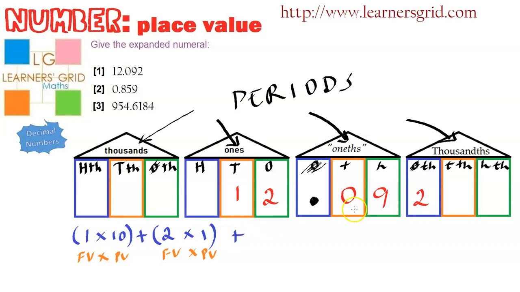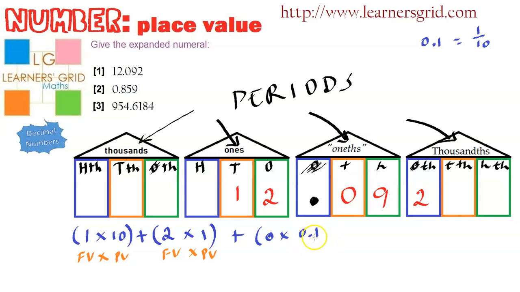So I'm up to here now. I've got 0. I could go like this: 0 times 0.1, because that's the same as a tenth. So 0.1 is the same as 1/10, which is the tenths.